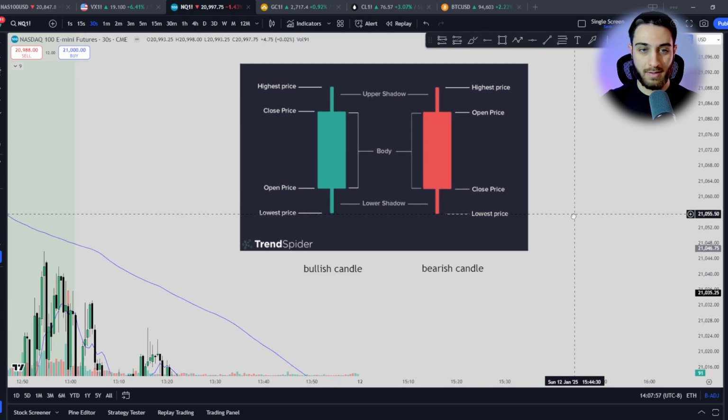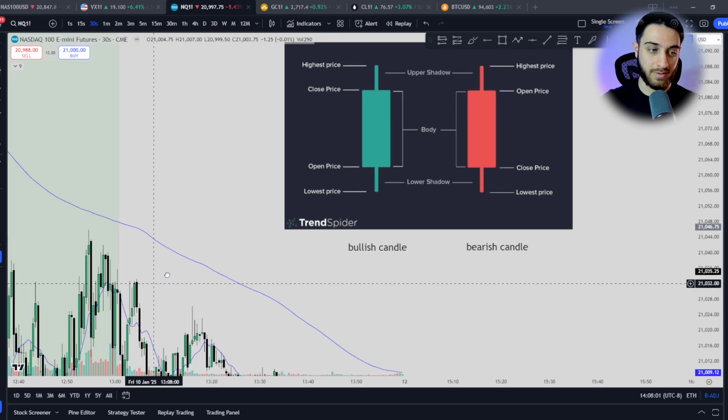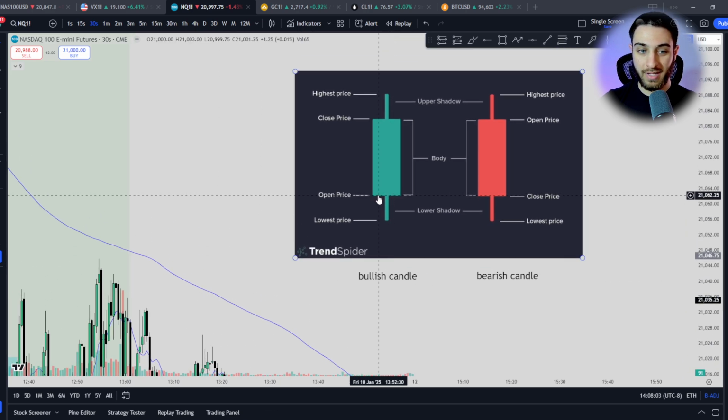All right. So, bullish candle: whenever the candlestick is green, which is the standard color, or whenever the candle's close is greater than the price that it opened.